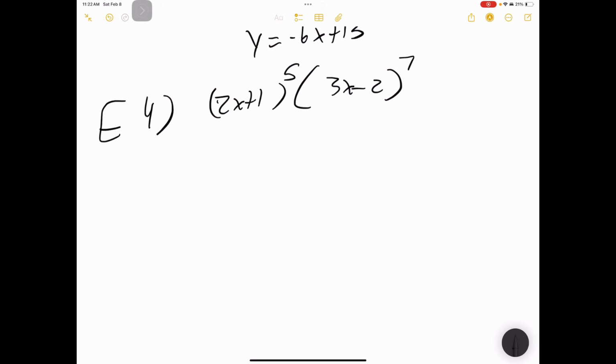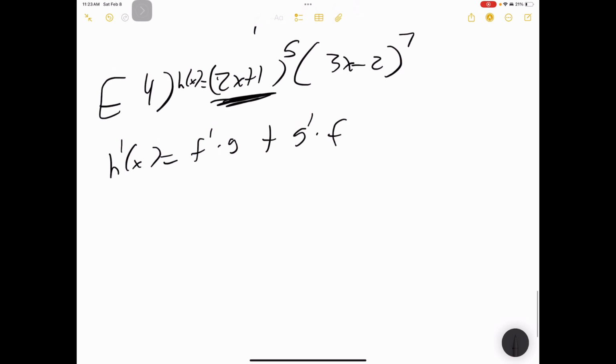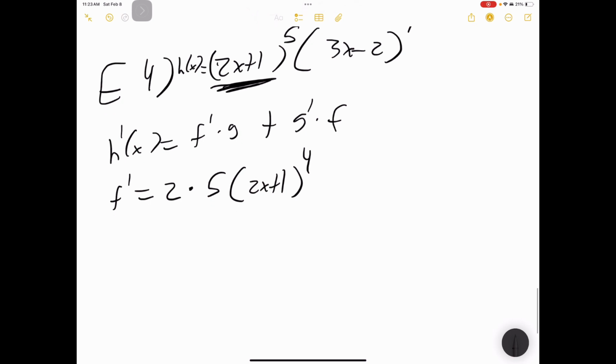Okay, the derivative of this, h prime of x, this is h of x. And this is a product rule. So we have the derivative of the first function, f prime, times g, plus g prime times f. And what's the derivative of the first function? Well, f prime here is going to be the derivative of the inside, which is just 2, multiplied by the derivative of the outside, which is going to be 5 (2x plus 1) to the 4th. And then we can multiply that by g to get our next piece.